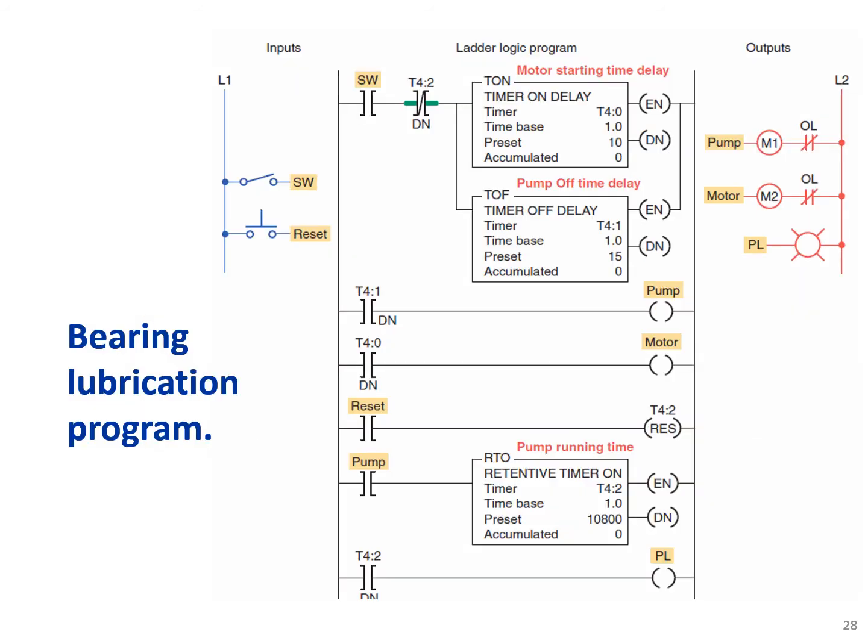This is another example. This is a bearing lubrication program. Here again we have a switch and we have a reset. We have pump and motor, and we want to lubricate the motor based on a specific instruction. I'm not going to go through the detail, but I recommend you to read it line by line and do a reverse engineering basically to understand what is the purpose of this program.